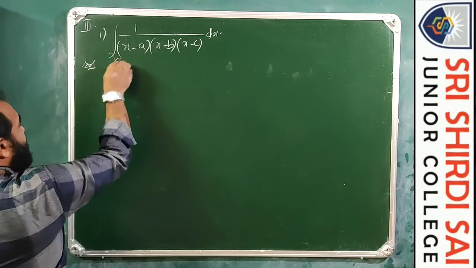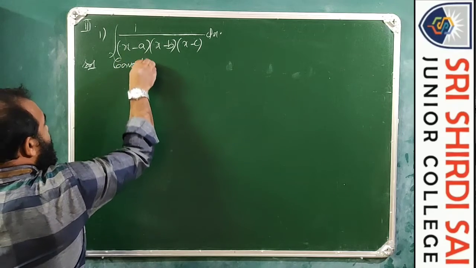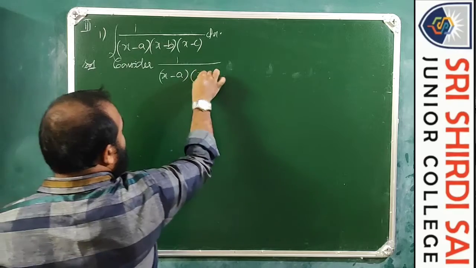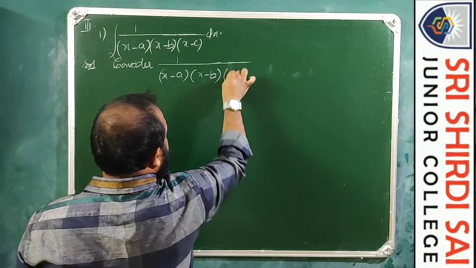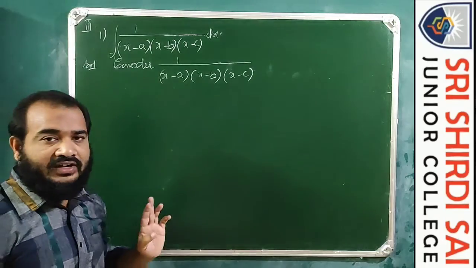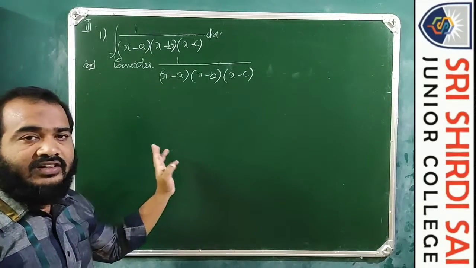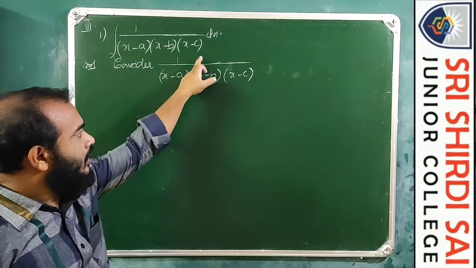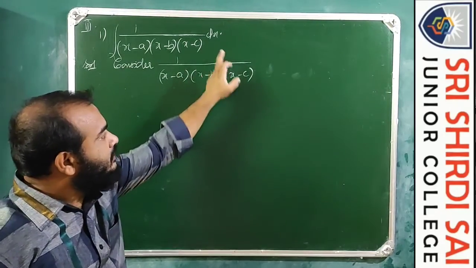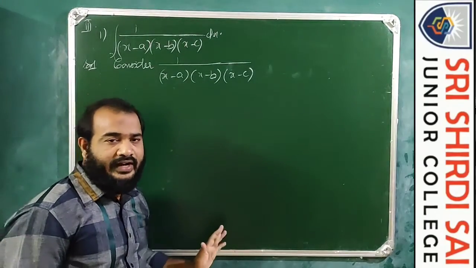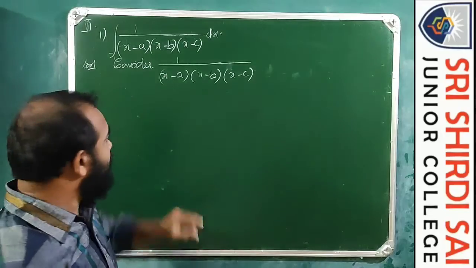So first consider 1 by (x minus a) into (x minus b) into (x minus c). Now the denominator contains 3 non-repeated linear factors. For every non-repeated linear factor there corresponds a partial fraction of the form A by (x minus a) plus B by (x minus b) plus C by (x minus c), where A, B, C are to be evaluated. How do we evaluate?